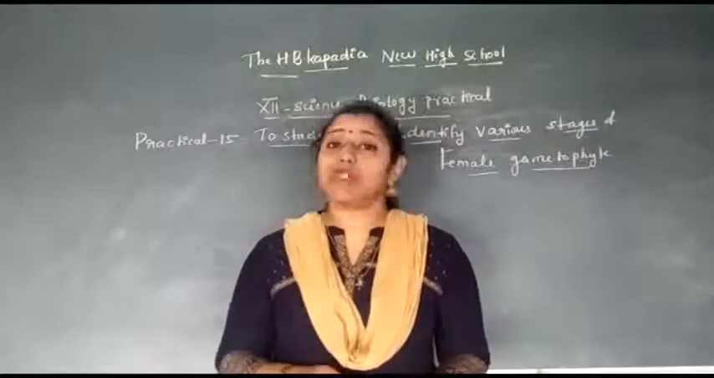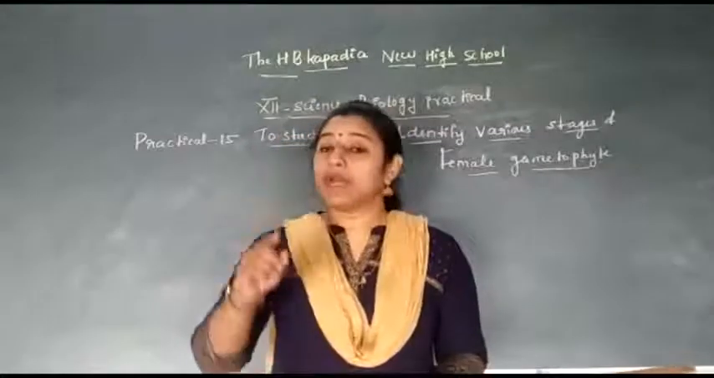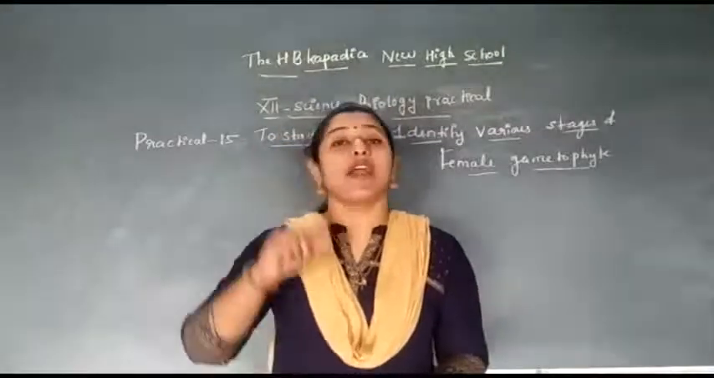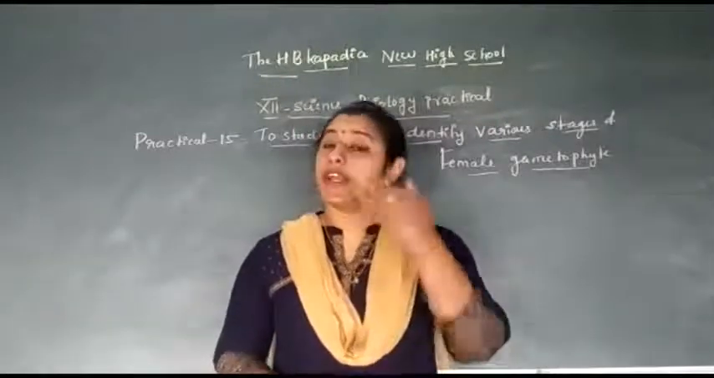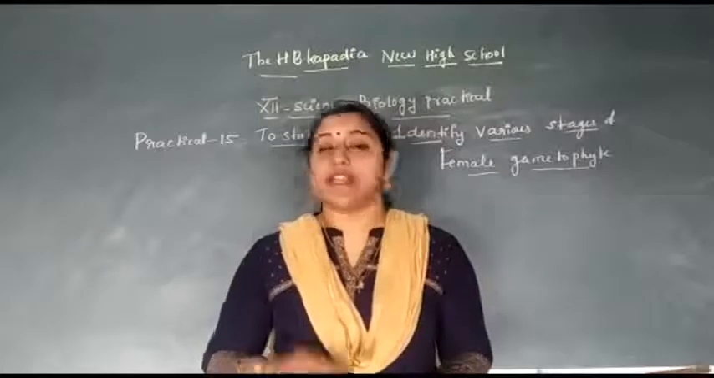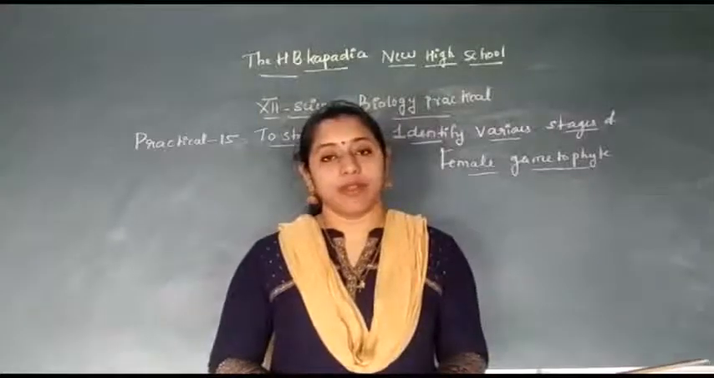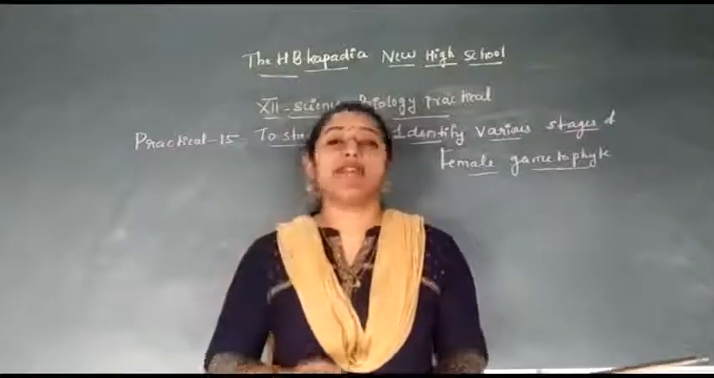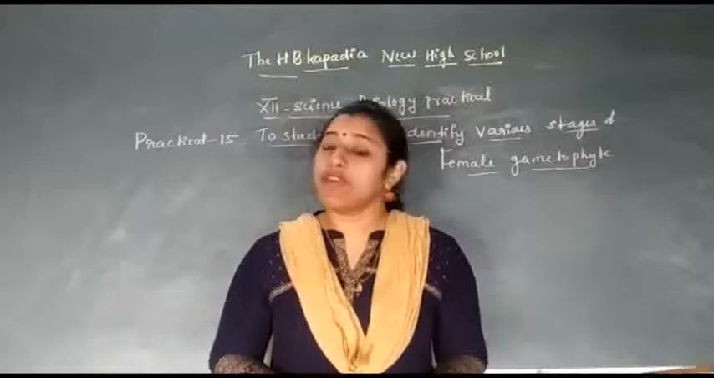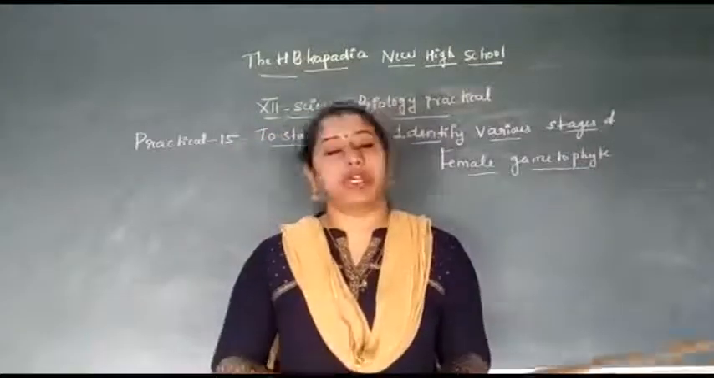In orthotropous ovule, that is a straight ovule where micropyle and chalaza, they are at opposite end. Micropyle is at the apex and chalaza is at the base. And in anatropous ovule, that is a slightly curved one, chalaza will be on the top and micropyle will be on the base.